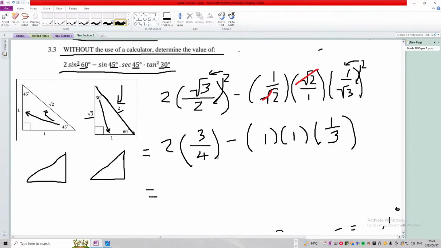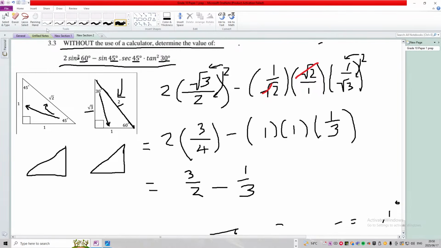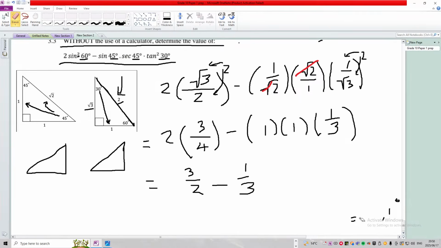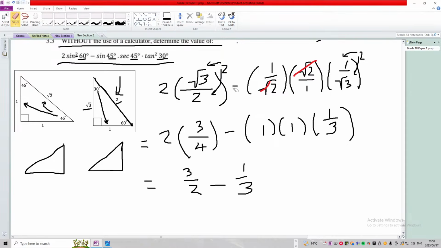So now I multiply the 2. Do you see? If I don't see this step here and I just see the final answer, I know you used the calculator. So then I multiply the 2 in. It is 6 over 4. But I can simplify it. 6 over 4 is 3 over 2 minus 1 times 1 times 1 over 3 is 1 over 3. Again, using a calculator here, I'll see if you use it or not.